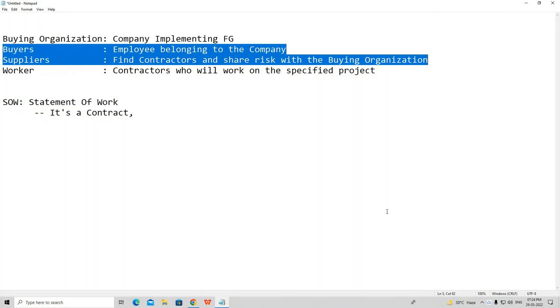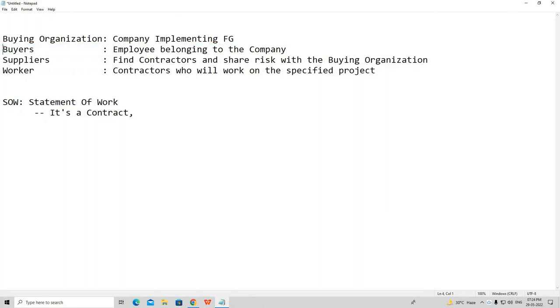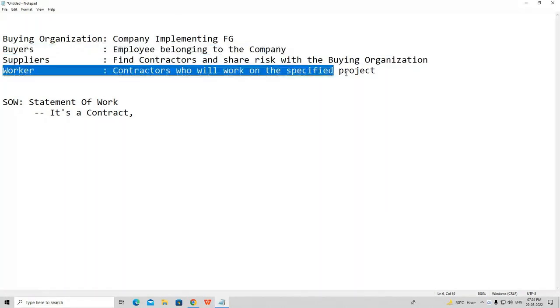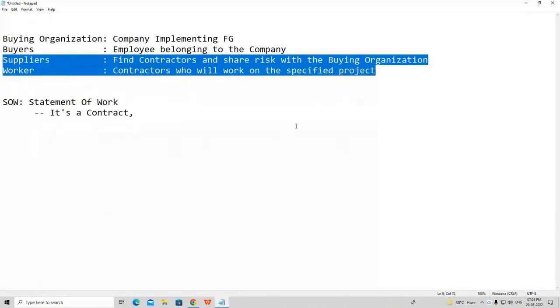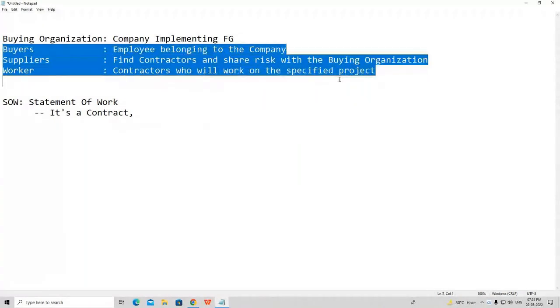That's the issue. If the buyers and workers are coming into the contract with each other, who will share the risk then? Who will share the risk? Similarly, if worker and supplier are coming into each other, then who will hire their services? So all three of them are required. Okay.